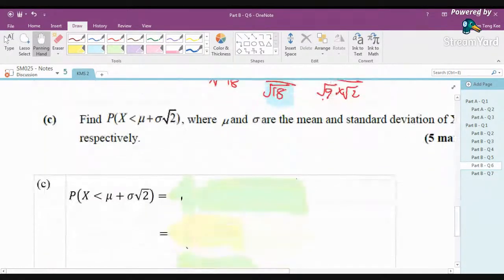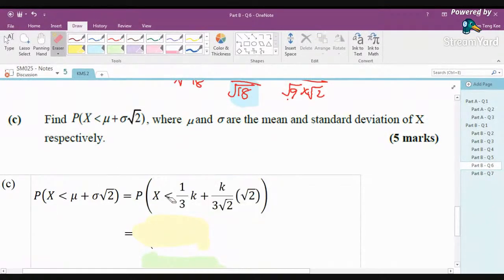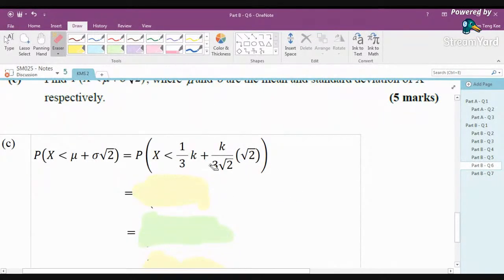Okay, go on. Next. Find the probability such that x is less than mu plus sigma over mu plus sigma multiplied by square root of 2, where mu and sigma refer to the mean and the standard deviation. So for part C, I need to make use of my previous result. When you substitute, the probability turns out to be something like this. I substitute my mu and I substitute my standard deviation.